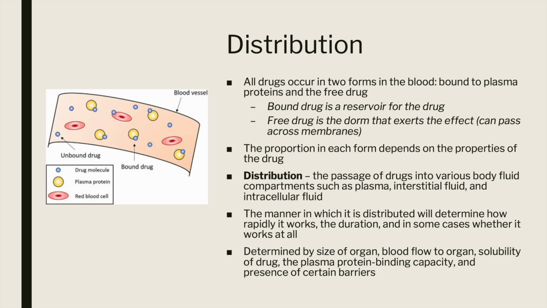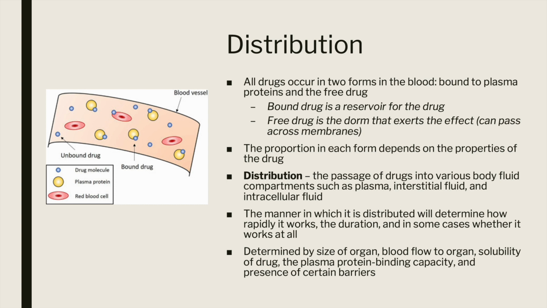Distribution is the passage of drugs into various bodily compartments, such as the plasma, the interstitial fluid, and the intracellular fluid. The manner in which the drug is distributed determines how rapidly it works, how long it's going to work, or the duration, and in some cases, whether or not it works at all. This is determined by the size of the organ, the blood flow to the organ, the solubility of the drug, the plasma protein binding capacity, and the presence of other barriers. So there are a lot of things that can affect how things are distributed.